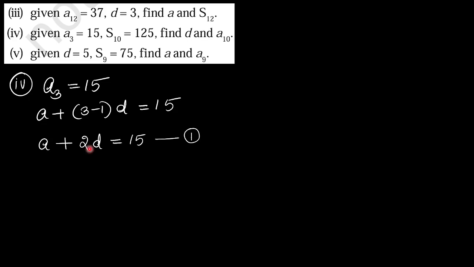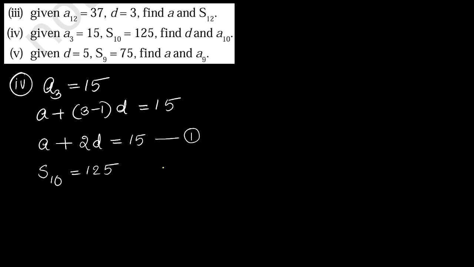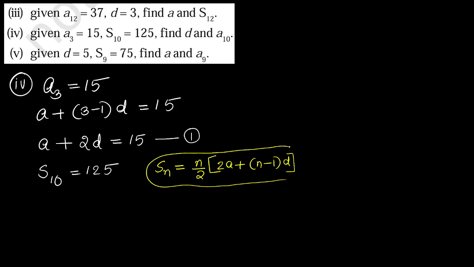So next is any other condition given. S10 is 125. Another condition is S10 is equal to 125. We studied in the previous class what is the formula of Sn. We studied one formula: Sn equal to n by 2 into 2a plus n minus 1 into d. I hope you still remember this formula.